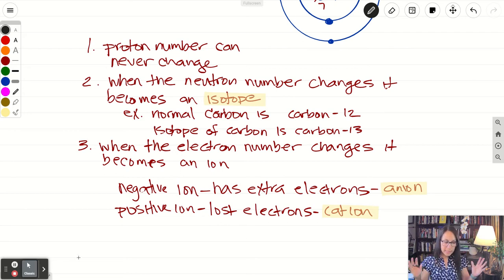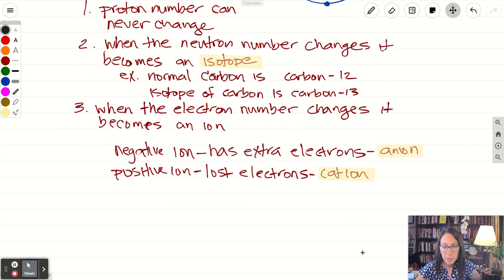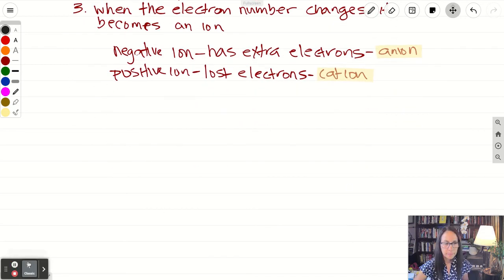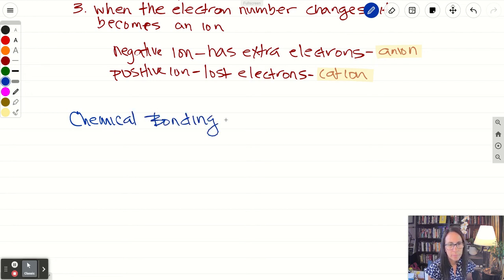The last thing that I want to talk about before I end the video is this idea of chemical bonding. Atoms can interact with each other, and they do all the time. Like I said earlier, you never actually see an atom all by itself. They are always interacting with other atoms. When two atoms interact with each other, this is called a chemical bond.